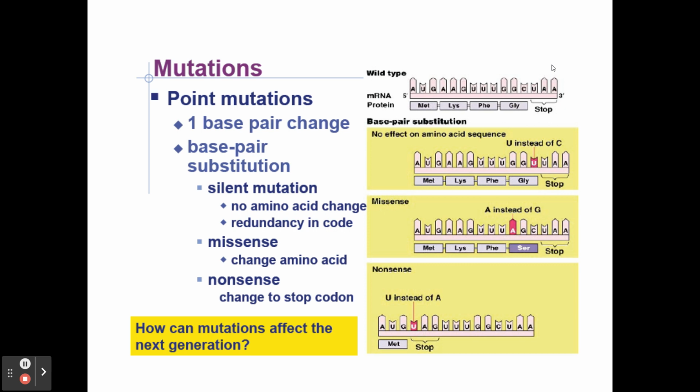Okay, so there's several different types of mutations that can occur. One of the most common types of mutation is a point mutation. It's simply a single base pair change where one letter of the code gets changed for a different letter of the code. Now, as I said earlier, during DNA replication, mutations are relatively rare, again because DNA polymerase acts as a proofreader.